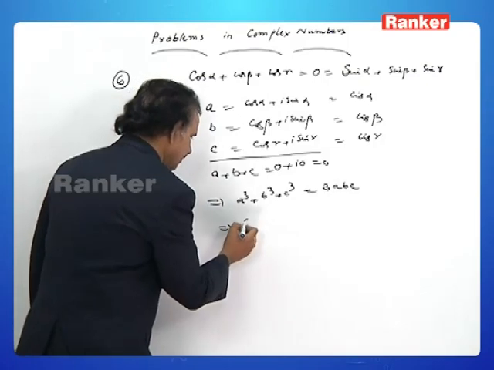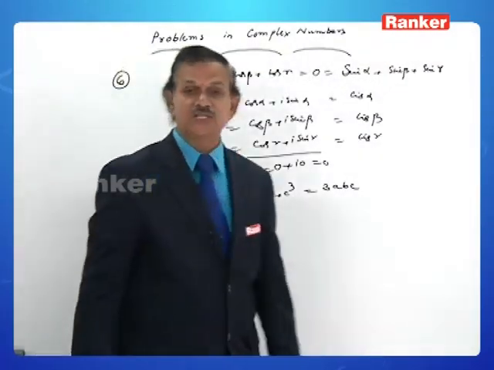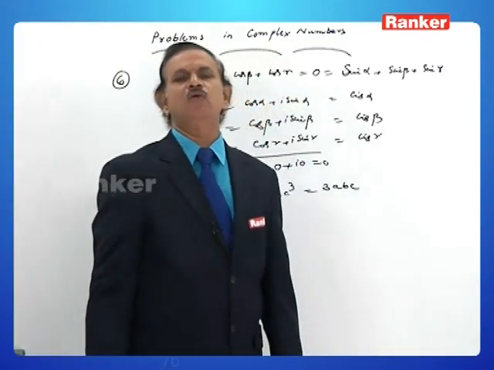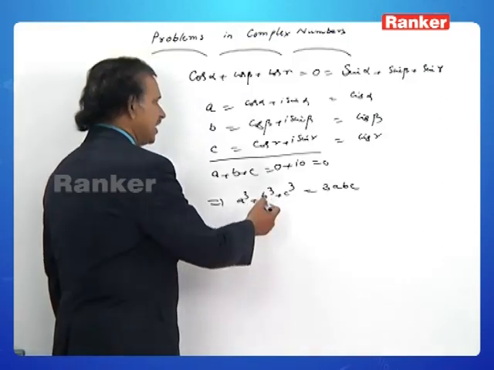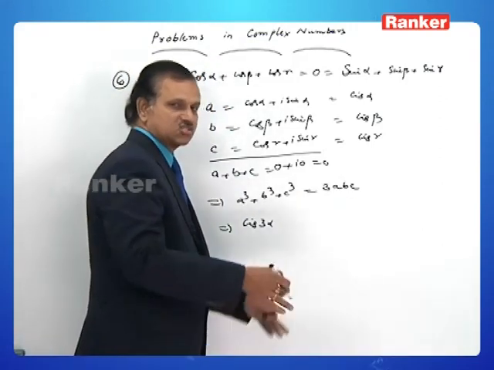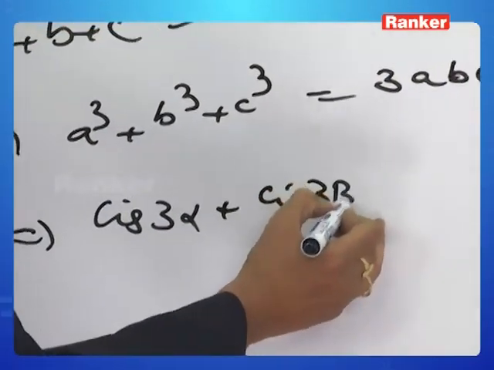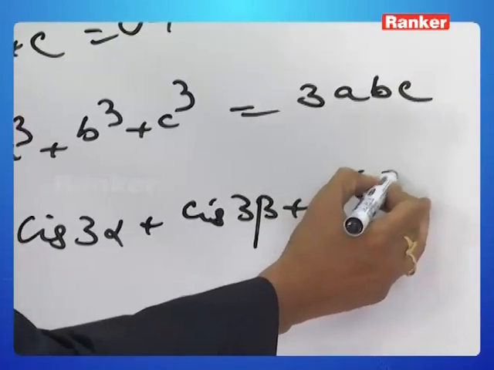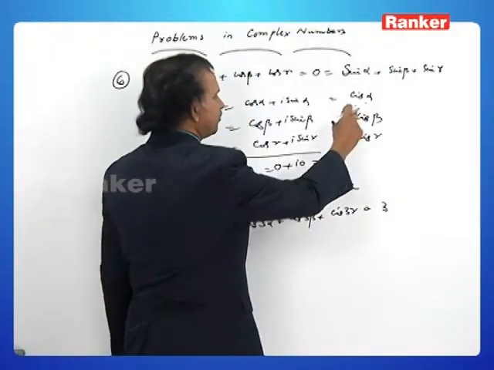What does it mean? Cis 3 alpha. Why is it so? By using de Moivre's theorem, a well-known and famous theorem. Absolutely in the similar fashion, what can you write in the place of B cube? Cis beta whole cube, that is cis 3 beta. Again C cube, cis 3 gamma, is equal to 3 into A into B into C.